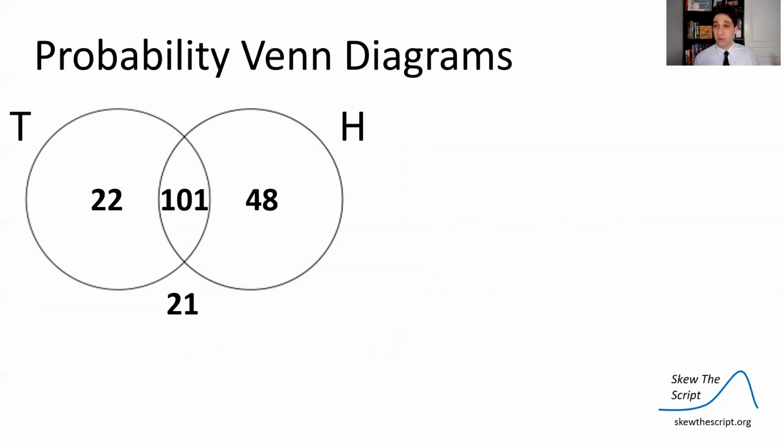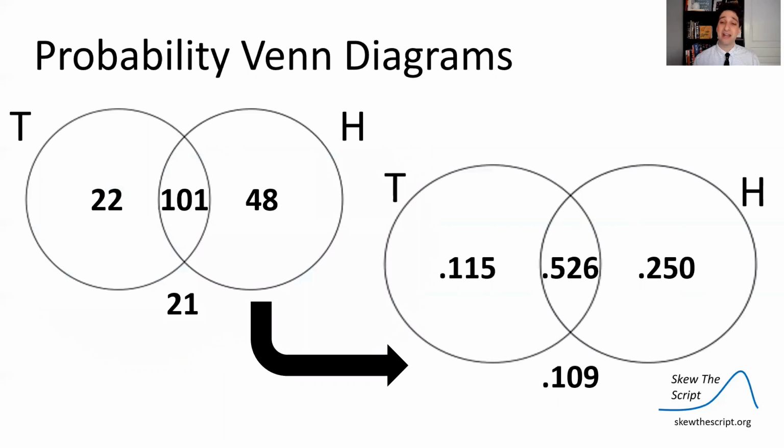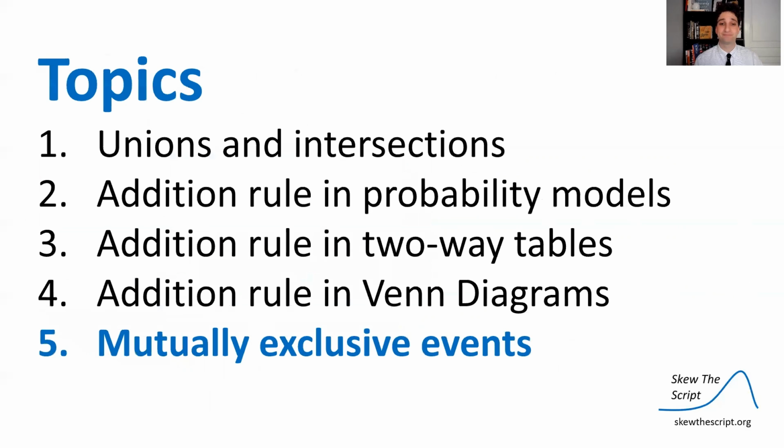So just like with two-way tables, Venn diagrams can also be presented in a probability format. They just divide by the total denominator, and you get the percentages there.